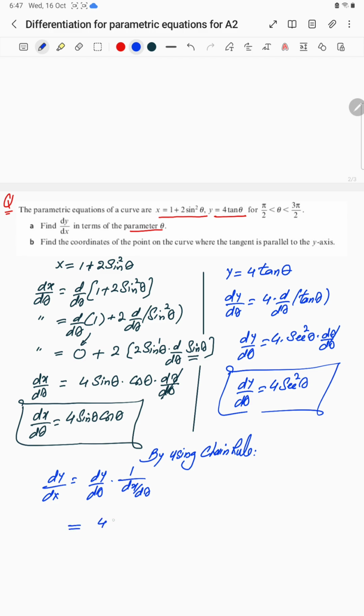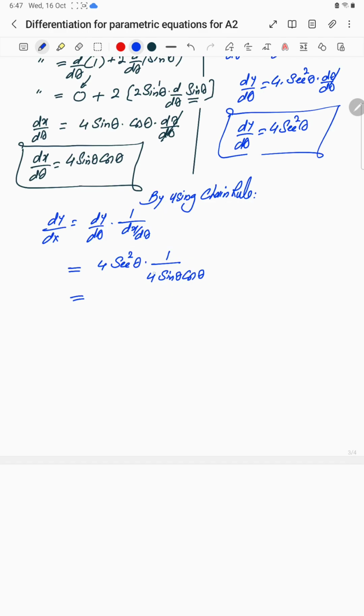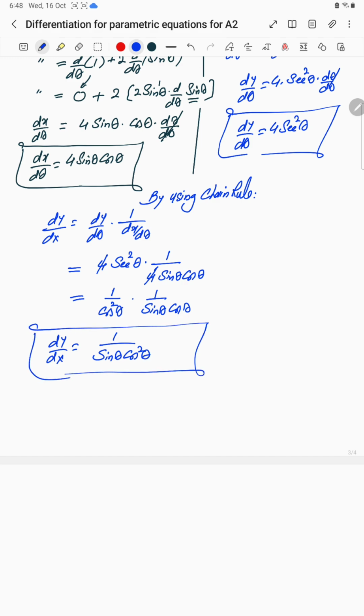So here, 4 secant square theta times 1 over 4 sine theta cosine theta, right? Because we need to flip it. 4 cancels with 4, and we get secant square, which is 1 over cos square theta, times 1 over sine theta cos theta. It means dy by dx in terms of theta is 1 over sine theta and cos cube theta. I hope it is clear how we differentiate it.